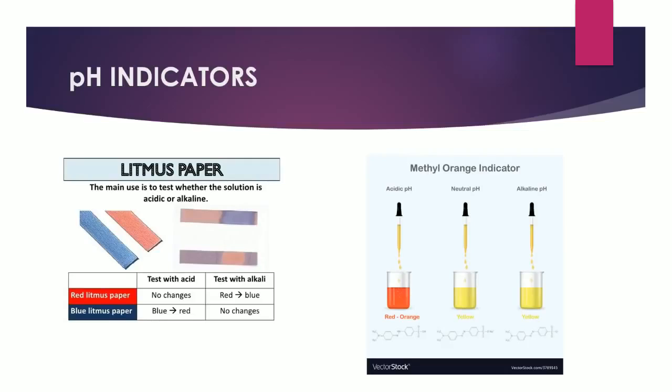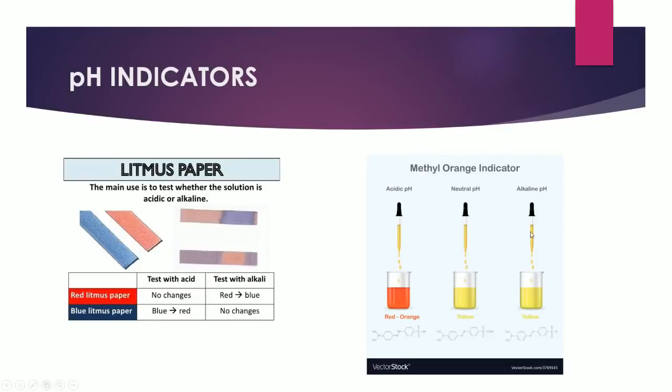Oppositely, if you use a blue litmus paper and you put it in an acid, it will change color from blue to red. If you put it in an alkali, it will make no change, it will remain blue. So therefore, you could say that an acid will turn litmus paper red, and an alkali will turn litmus paper blue.